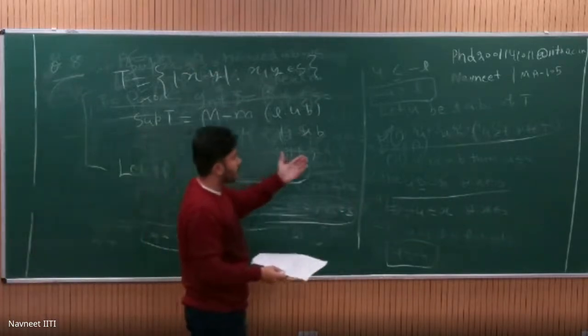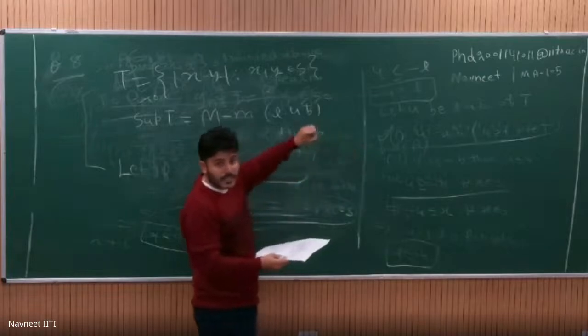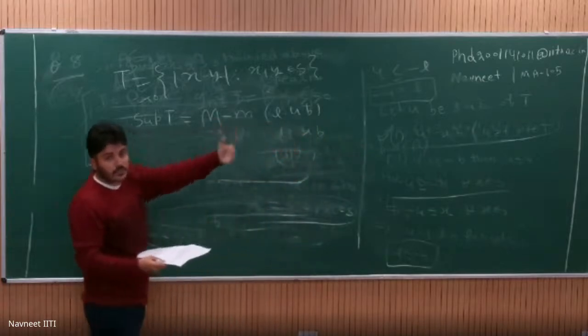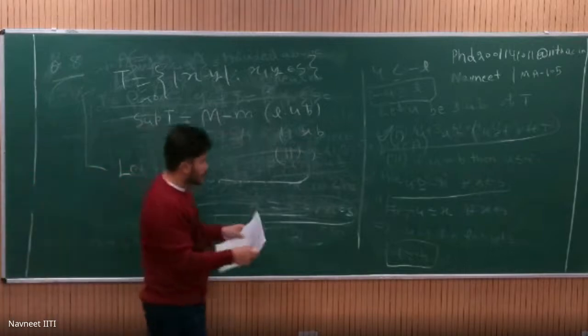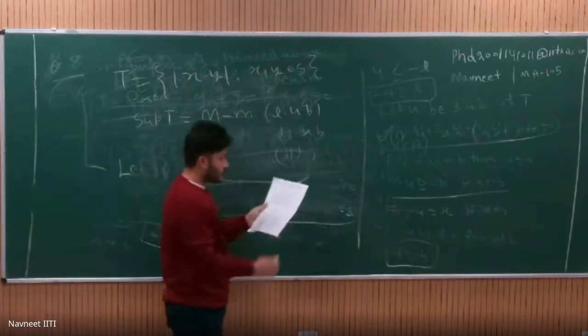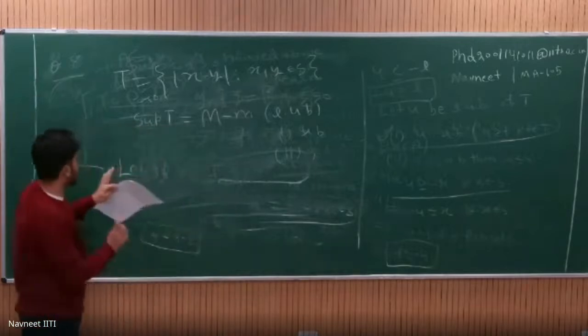Least upper bound means that a smaller upper bound won't be found, so what will happen? If we subtract something from it, then that is not going to be an upper bound anymore. The second condition can be replaced by this question 8 condition. Okay, now let's try to see.